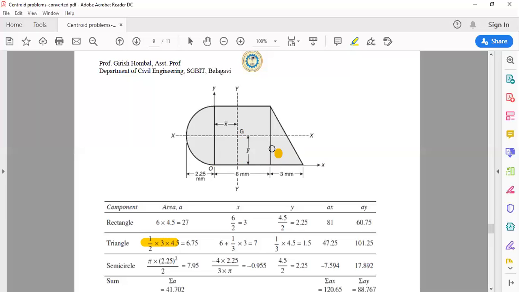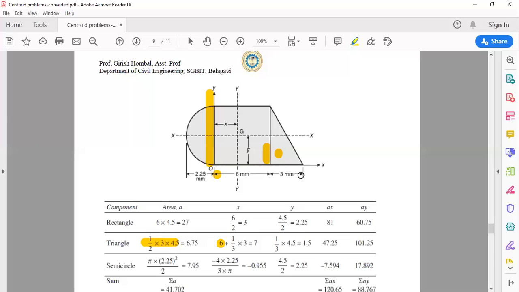Next, I want to calculate x bar, the distance of the individual CG from the reference y-axis. This is my reference y-axis, and this is my individual CG. The distance between this axis and the face is 6, so it is 6 plus the distance from this face to the CG. This face is the base of the right angle triangle, and we know that the distance of the CG from the base is always 1/3 of the length.